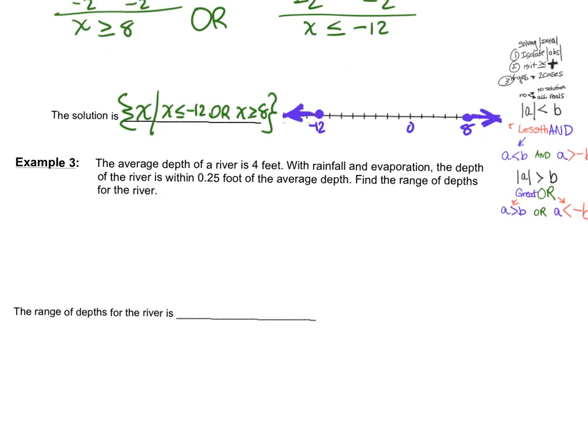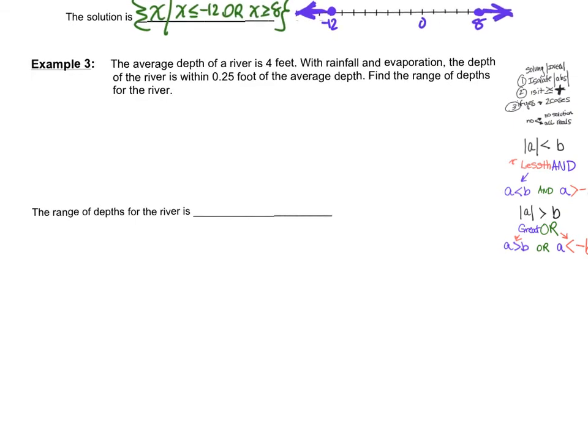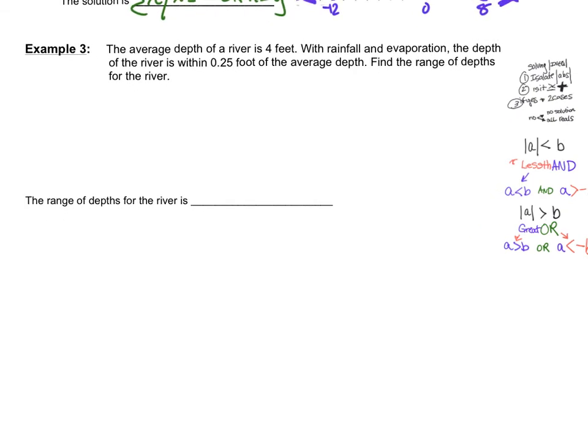Okay, word problems. These are confusing, I understand, but we're going to explain them with the hopes that it's going to help you understand them. Read it first. The average depth of a diver is 4 feet. Okay, so I'm picturing in my head that a diver goes down about 4 feet.